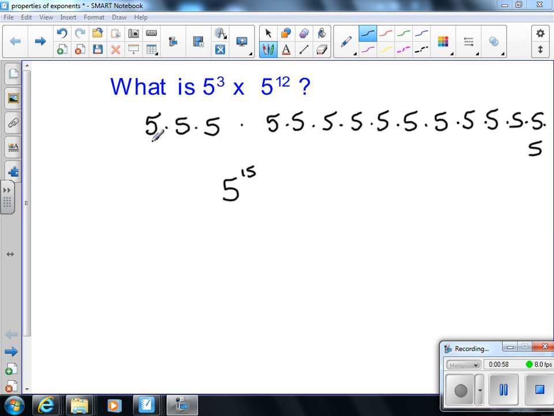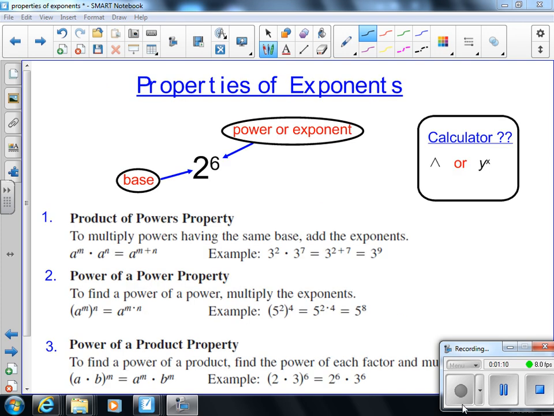Now, the only way that this shortcut actually works is when our base numbers are the same. If I had 3 to the third power times 5 to the 12th power, we would not be able to use the same shortcuts. So our goal today is to work on the properties of exponents.